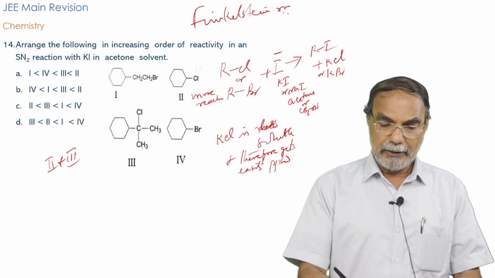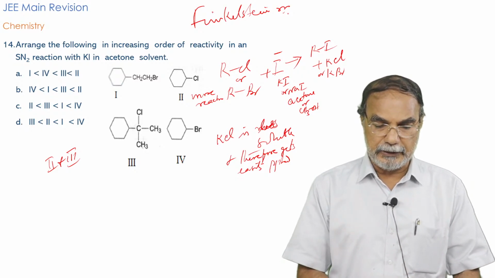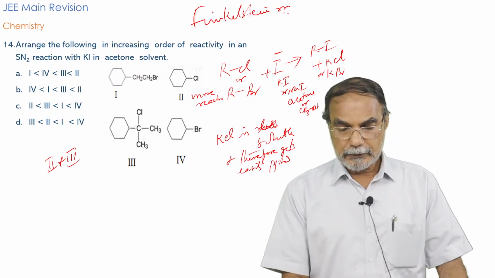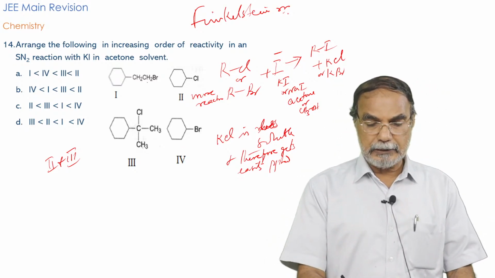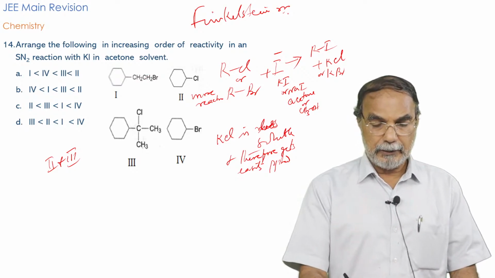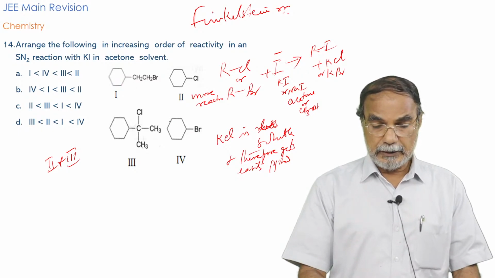Similarly, if you take 1 and 4, the two bromo compounds which will come next in reactivity, actually the compound 4 is less reactive than this compound. Here the bromine is on an aliphatic, purely aliphatic, carbon which is not crowded, whereas here is a ring system.